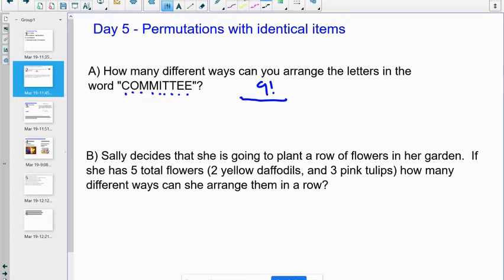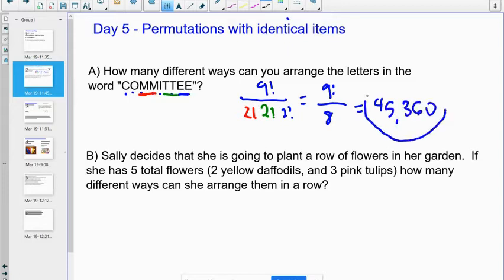So how many m's do we have? 2. So we have 2 factorial for the m's. The t's, we have 2 of those, another 2 factorial because there's 2. And our only other repeat letter is e, so times 3 factorial for the e's. So then we're left with 9 factorial over 8. And that equals, if you type it into your calculator, 45,360. That is a lot of different ways to arrange those letters. Wow.